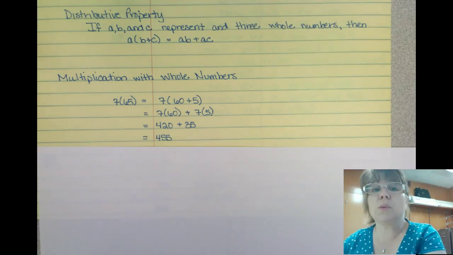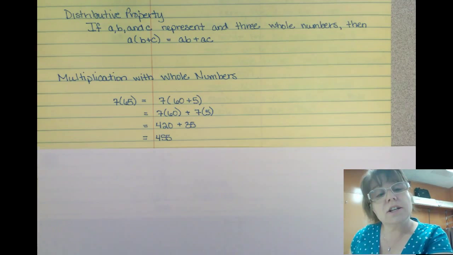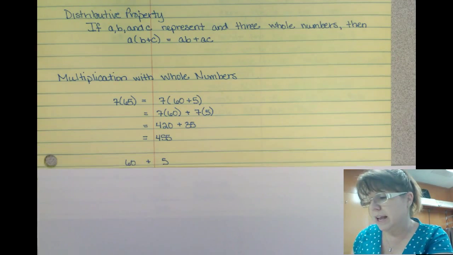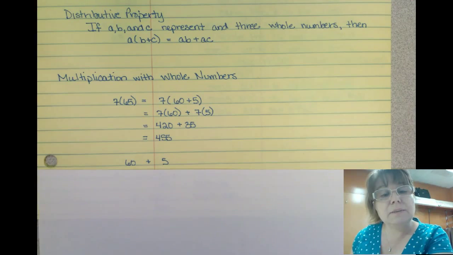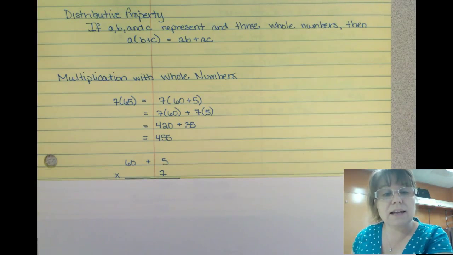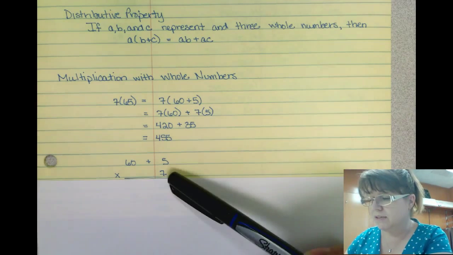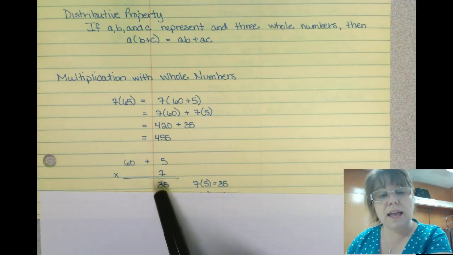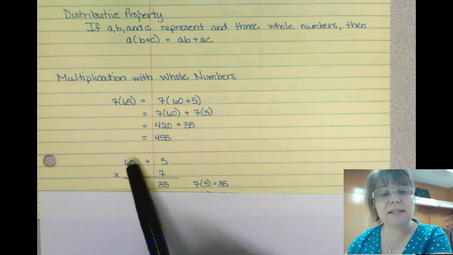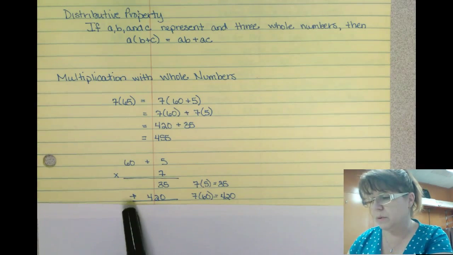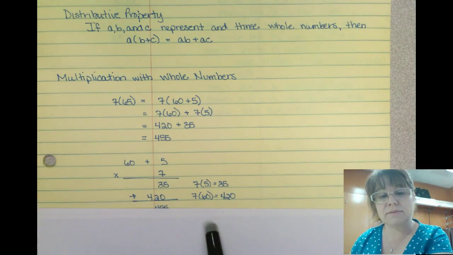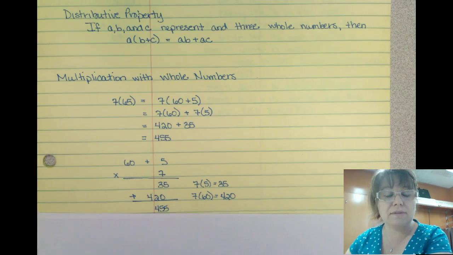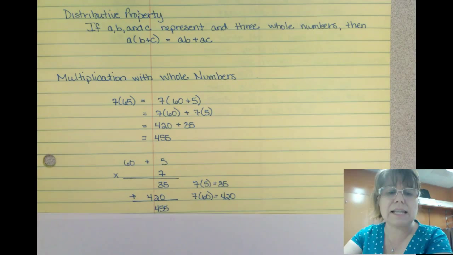This process might work, but it could get very clunky if the numbers were much larger. So we have another way of looking at it. 60 plus 5 times 7, and we're just going to do 7 times 5, which is 35, and then the 7 times 60 is 420, and we're going to add it together, and we get 455. It's the same thing, but again, it's slightly clunky.